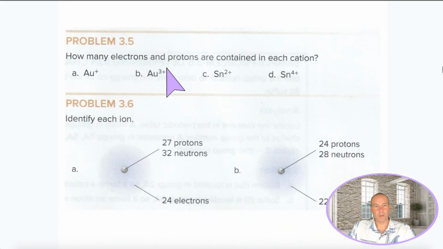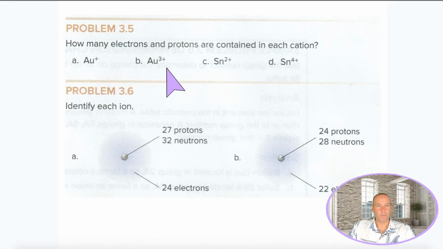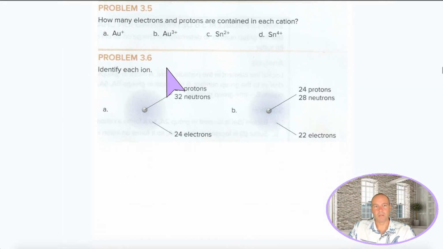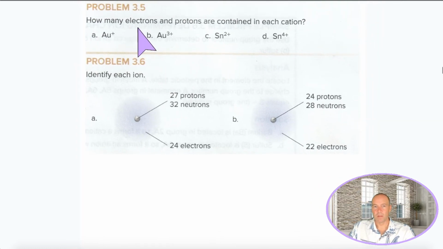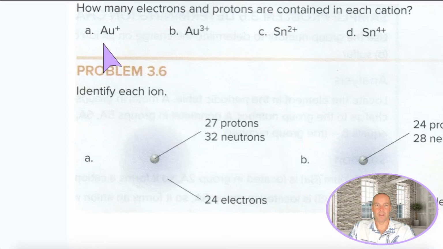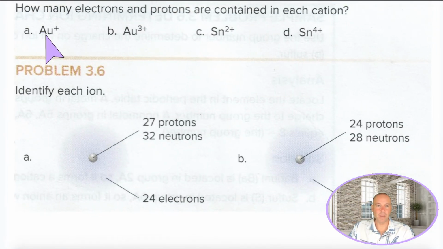Now, let's do a couple of short example problems. So suppose you're posed with the following question. Here we'll do problem 3.5. How many electrons and protons are contained in each cation? So suppose you have this cation right here, Au+. How many electrons and protons are in this cation?